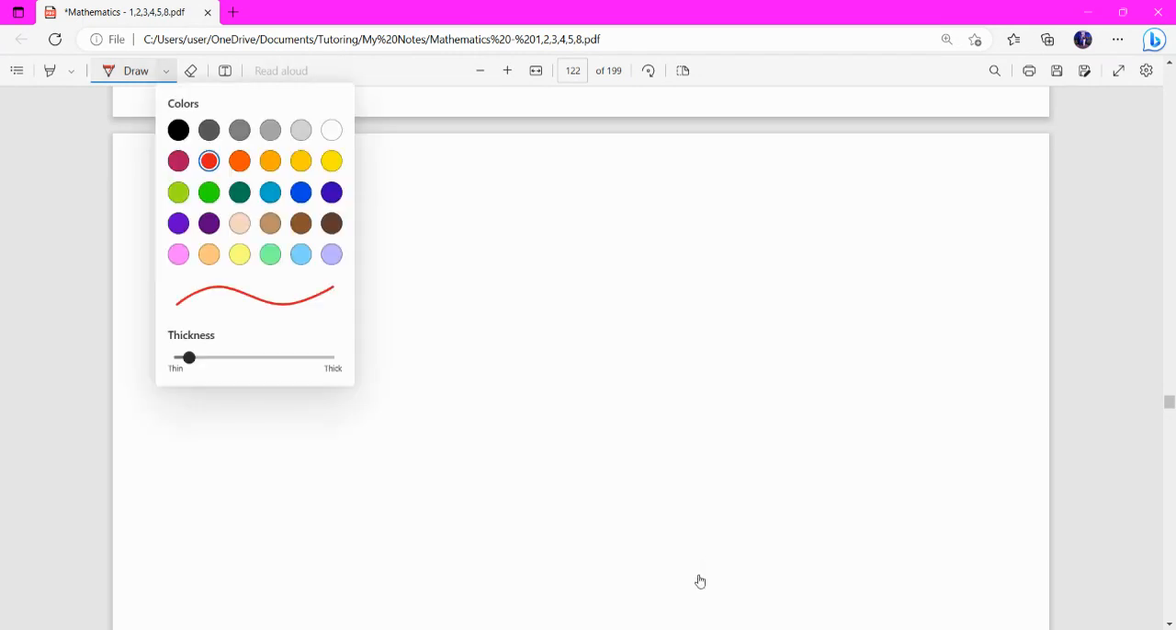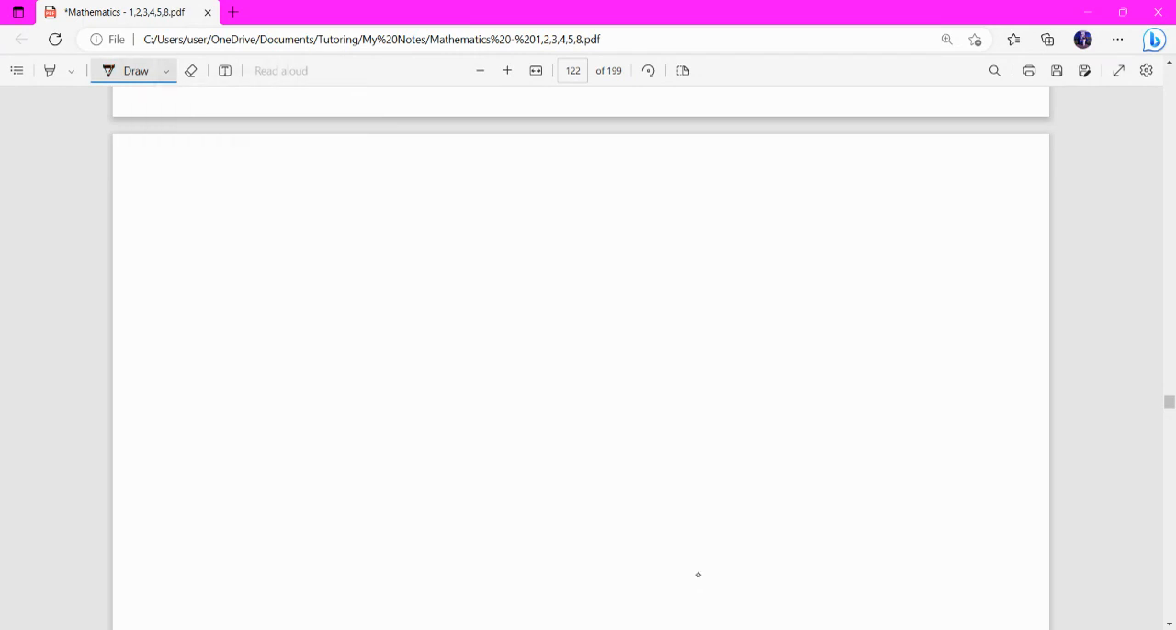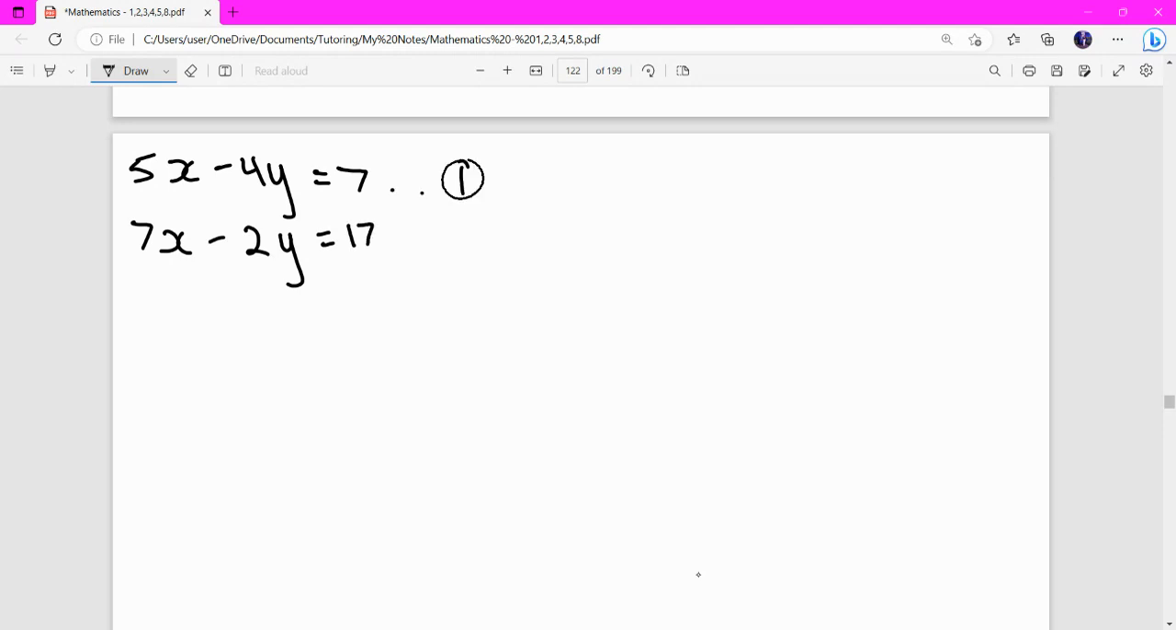Right? So we have 5x minus 4y is equal to 7, and then we have 7x minus 2y, and that is equal to 17. So label them equation 1 and equation 2. We need to find our values for x and y.